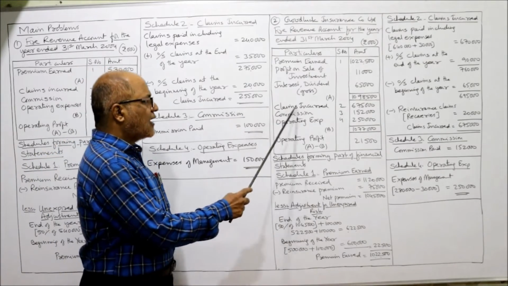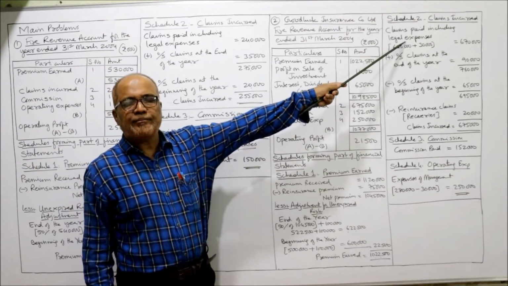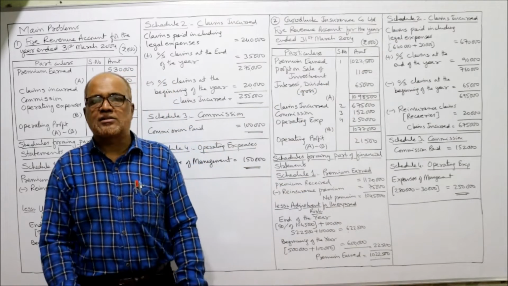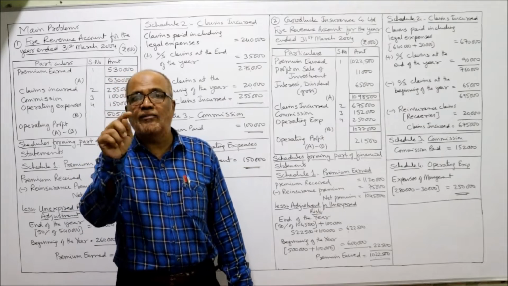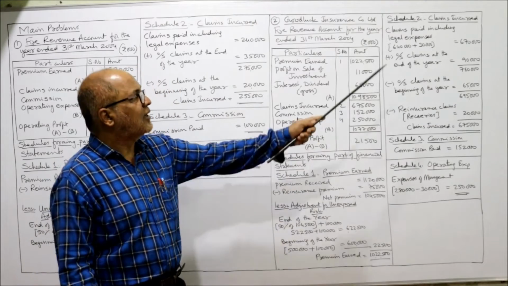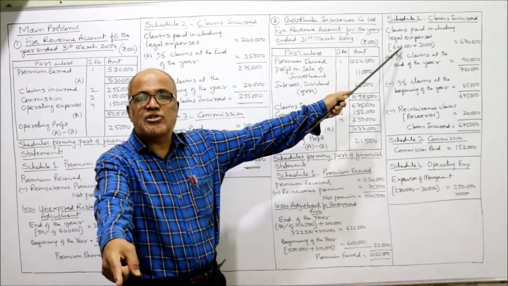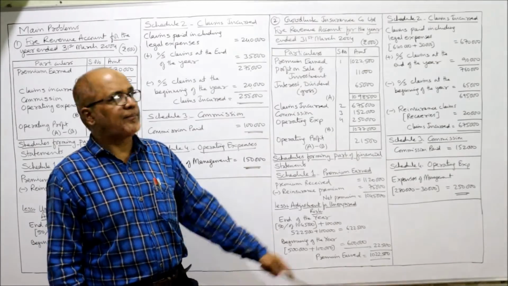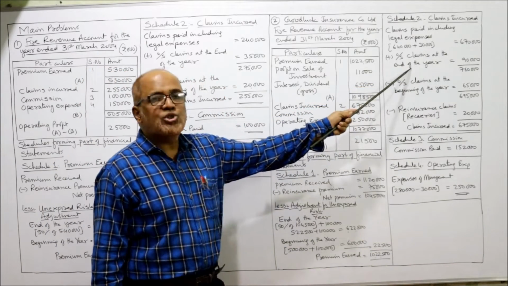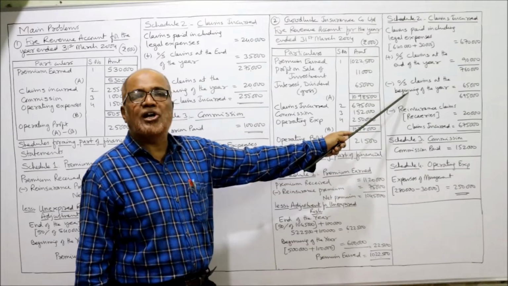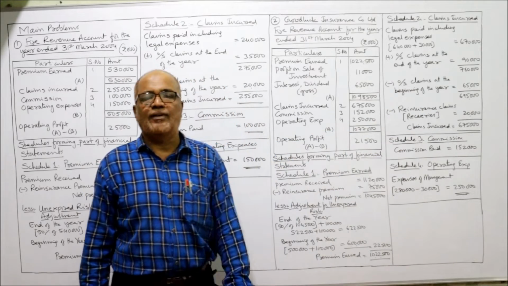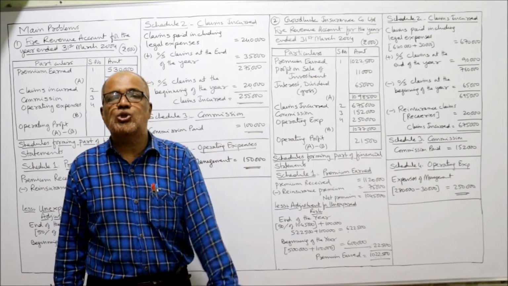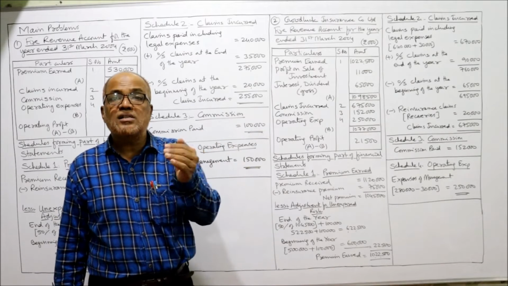Now expenditure. Claims incurred here. Second schedule, claims incurred. Claims paid including legal expenses. Legal expenses are 30,000 given in the bracket, that will be added to claims paid. So 6,40,000 are the claims paid given and 30,000 rupees are the legal expenses regarding claims. Add up, 6,70,000. Add outstanding claim at the end of the year minus outstanding claim at the beginning of the year, 6,95,000. From this we deduct claims covered under reinsurance or reinsurance recoveries.